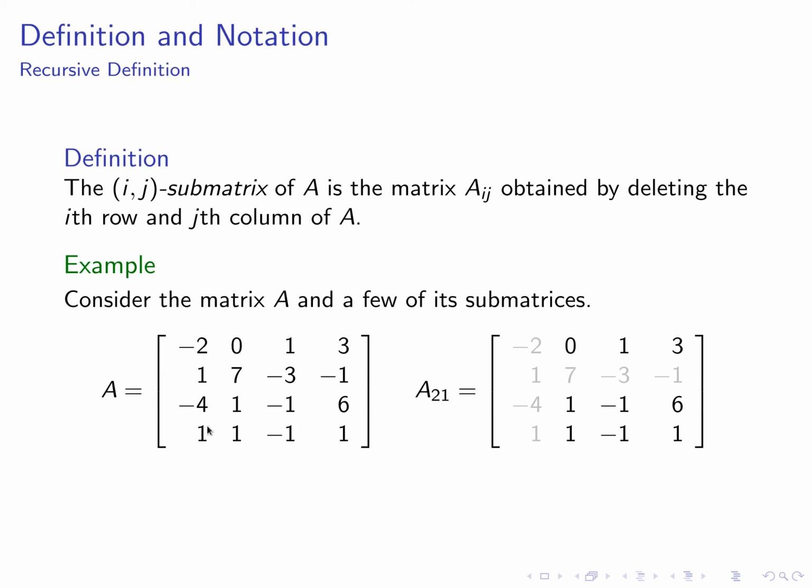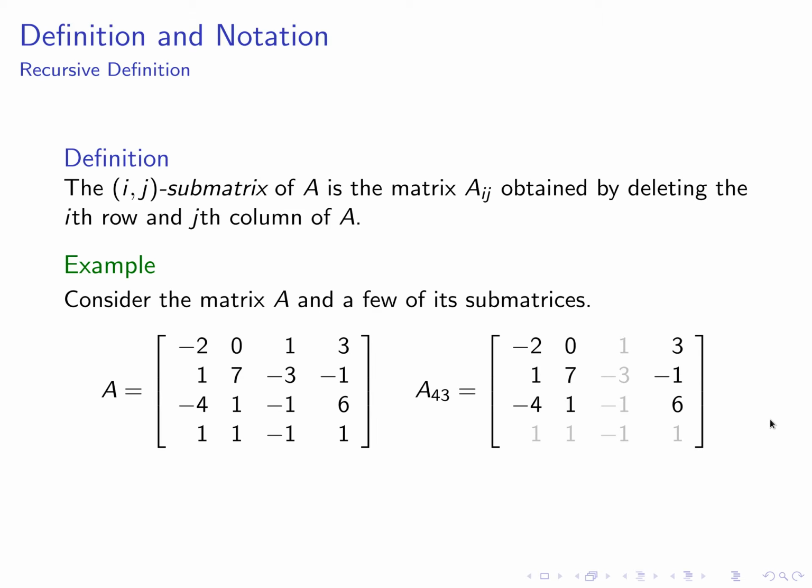So here on the left, we have an example where our matrix A is a 4 by 4 matrix. So to find its submatrices, we need to declare which row we want to delete and which column we want to delete. So on the right here, we're looking at the 2-1 submatrix. The 2-1 submatrix is obtained by deleting the second row of our matrix and then deleting the first column of our matrix.